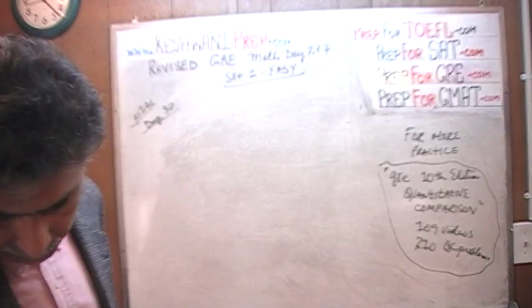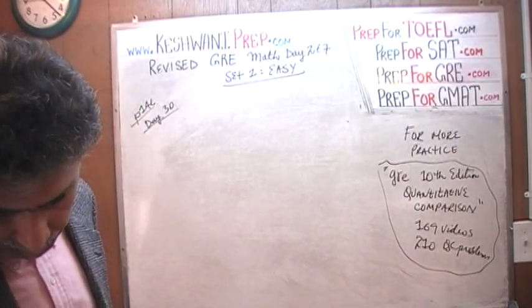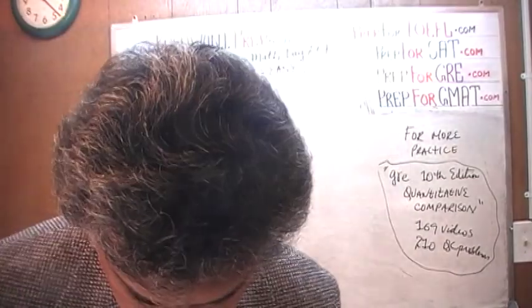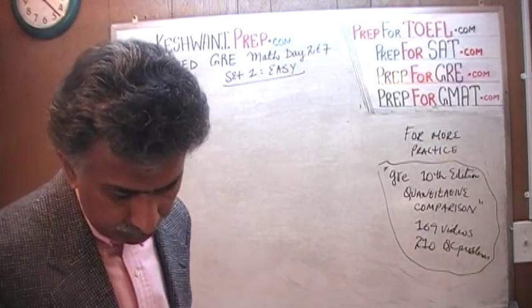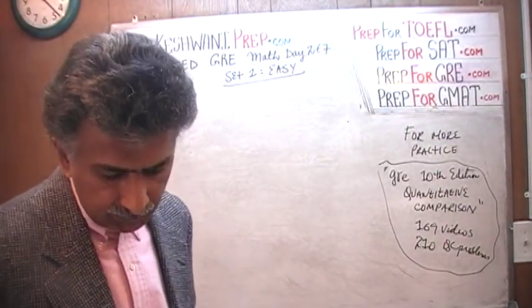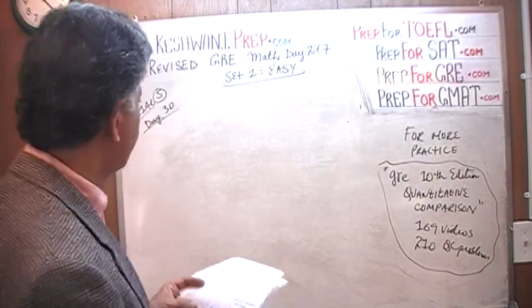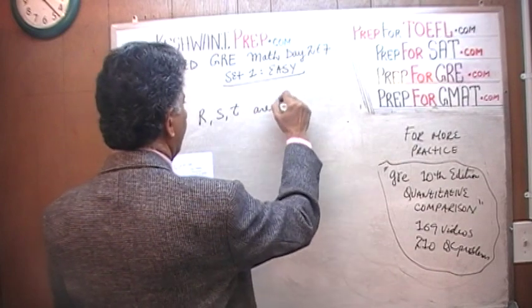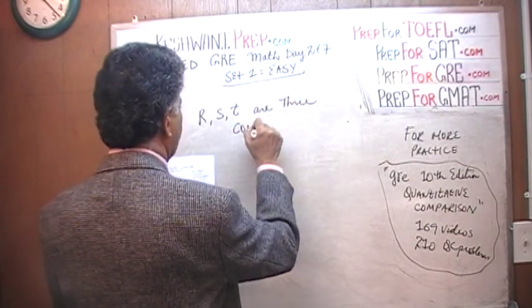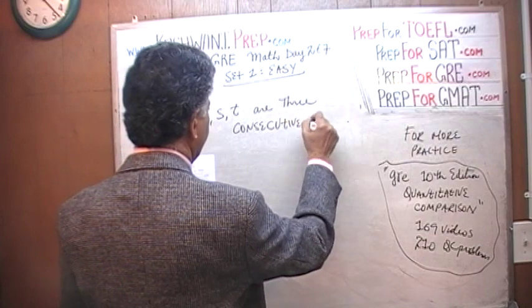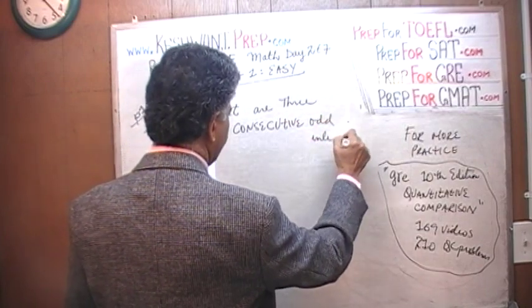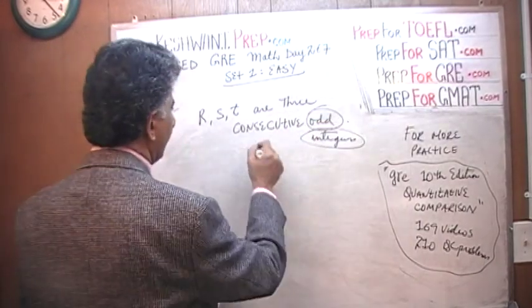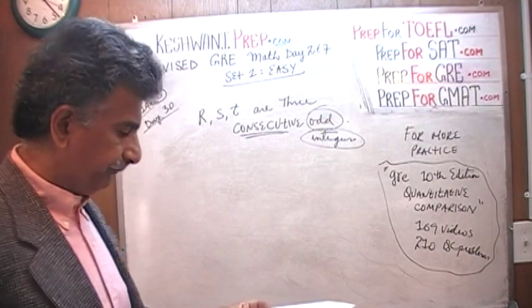Question number 5 is something that we also did on day number 30. In question 5, we are told that R, S, and T are 3 consecutive odd integers. They have to be integers, they have to be whole numbers, they have to be odd numbers, and they have to be consecutive. There are three conditions there.